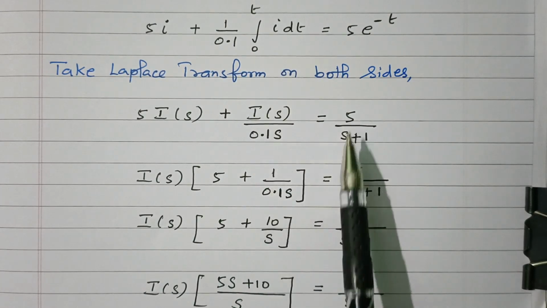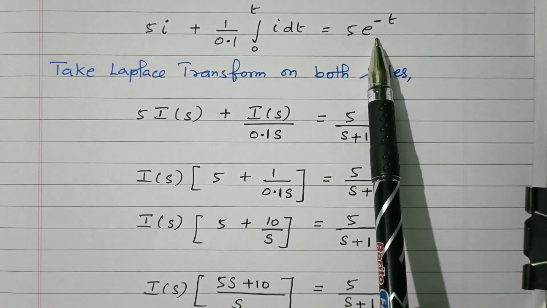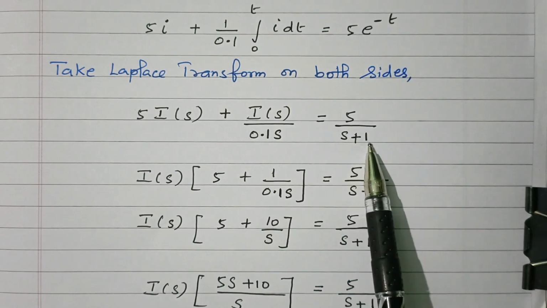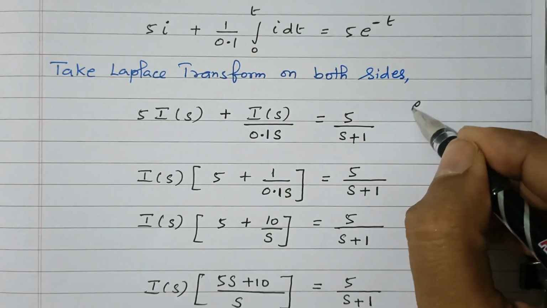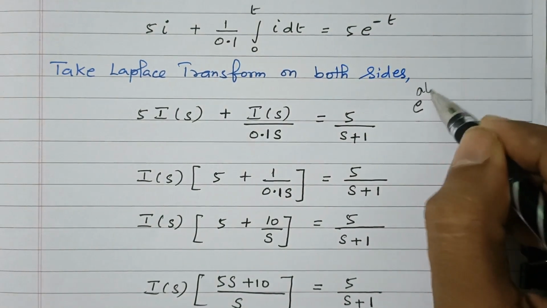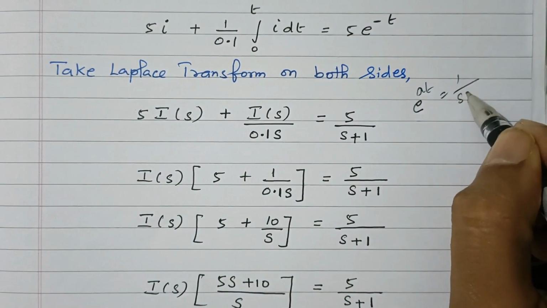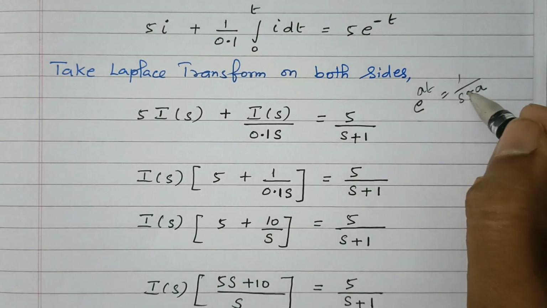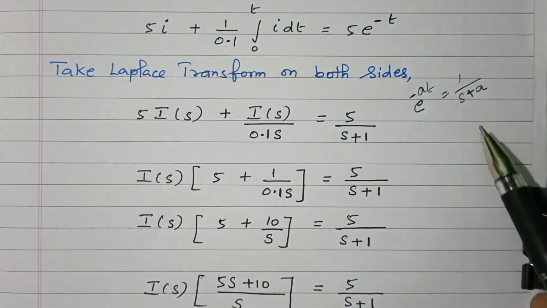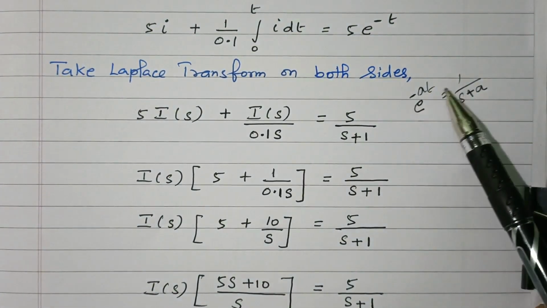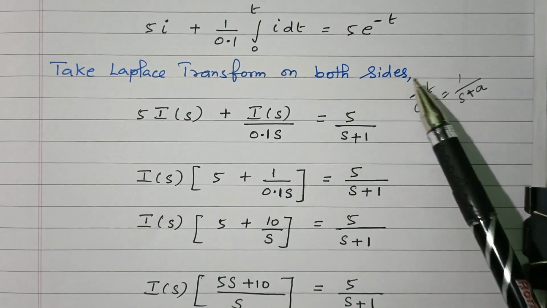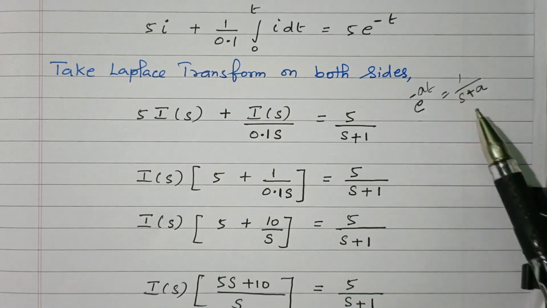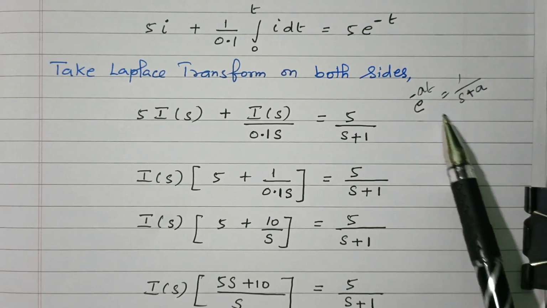That is equal to 5 is constant, e power minus t. The Laplace of e power minus t is 1 divided by s plus 1. That is based on e power at equal to 1 divided by s minus a. Here it is minus, so e power minus at equal to 1 divided by s plus a. a is nothing but here 1. So e power minus t is equal to 1 divided by s plus 1 based on this formula.